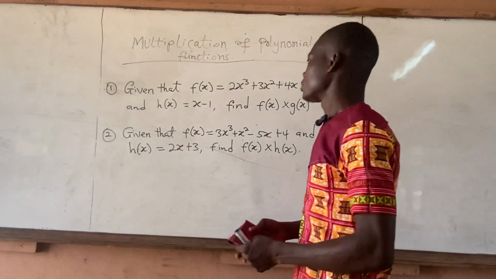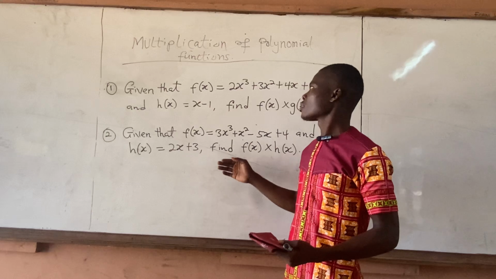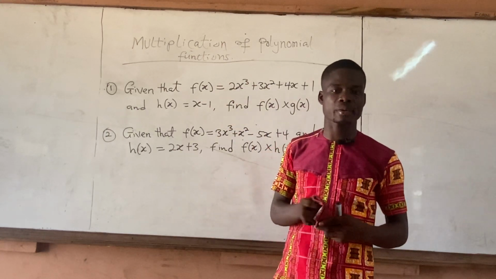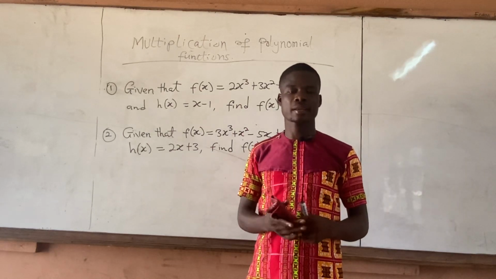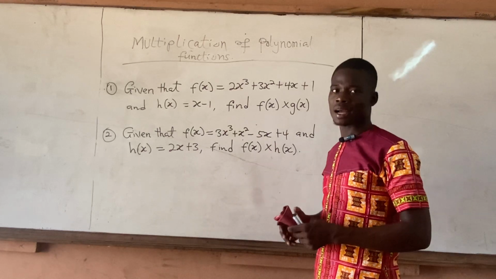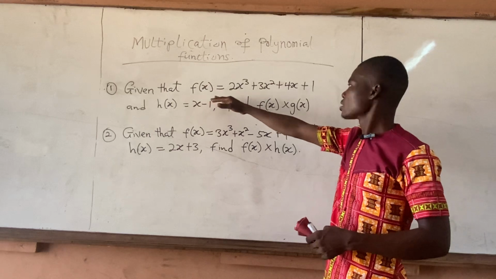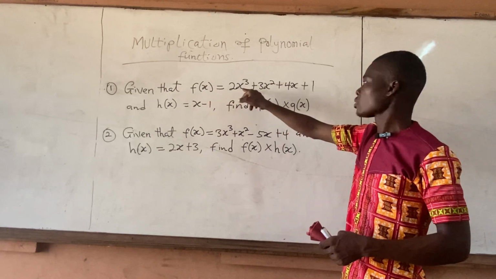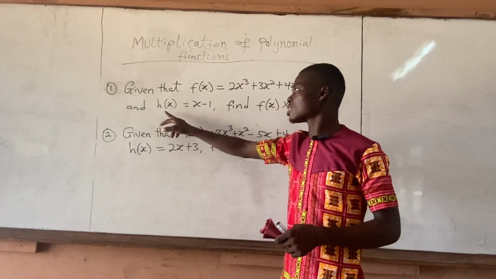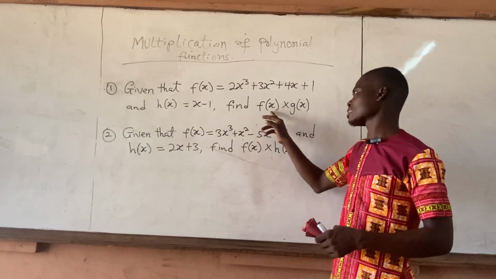So now, as I told you earlier, multiplication of polynomial functions is like how to expand two algebraic brackets. We have two problems here to solve to get better understanding. Given that function f of x is equal to 2x cubed plus 3x squared plus 4x plus 1, and h of x is equal to x minus 1, find function f of x times h of x.